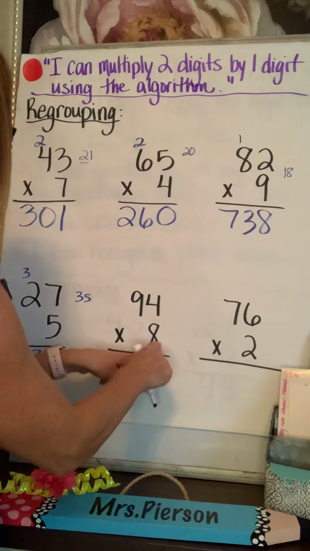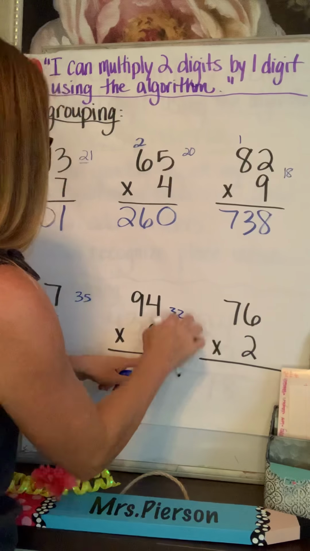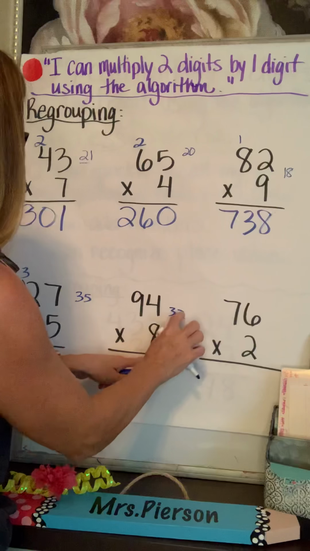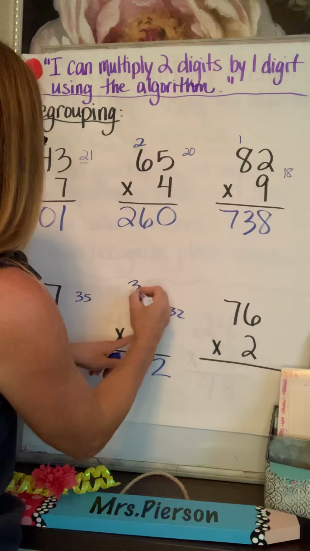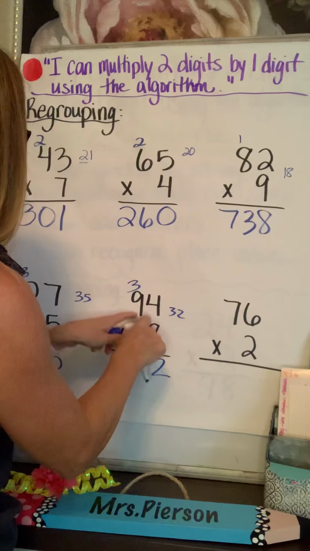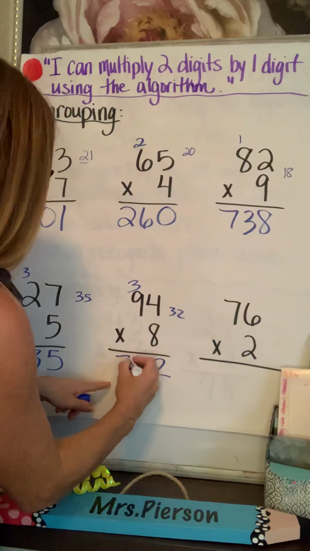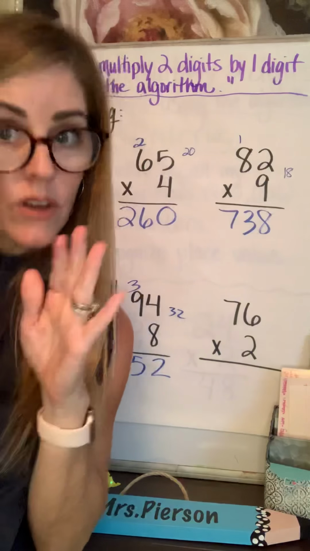Okay? 8 times 4, 32. Now I cannot put both down. I still have another place value to multiply. I'm not finished. So I'm going to put my 2 down, carry that 3 over to the tens. 8 times 9 is 72, plus 3 is 75. Okay? Hopefully we're doing okay so far.